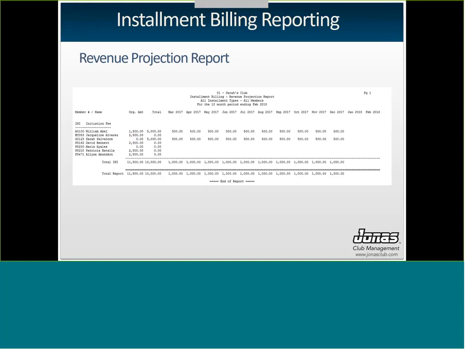Then you have the revenue projection report, and this just gives you all of the scheduled amounts. So gives you the full original amount of the agreement, gives you the total, and then it tells you by month what you should be expecting in revenue from each member.